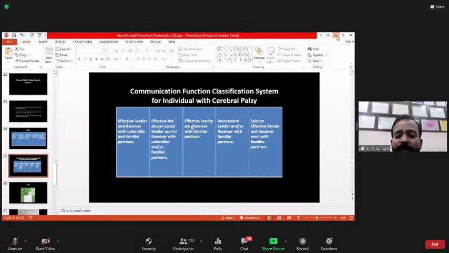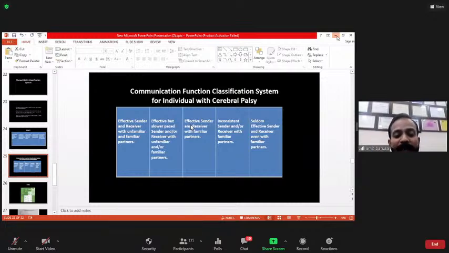What about level 3? Level 3 is all about being an effective sender and receiver only and only with known or familiar people. What about level 4? Even with familiar people, they need more time, or only a few words can be understood. They are not actually good receivers or good senders. It is kind of like "Do you have your meal?", that kind of communication, and only the familiar person can understand what they want to say.